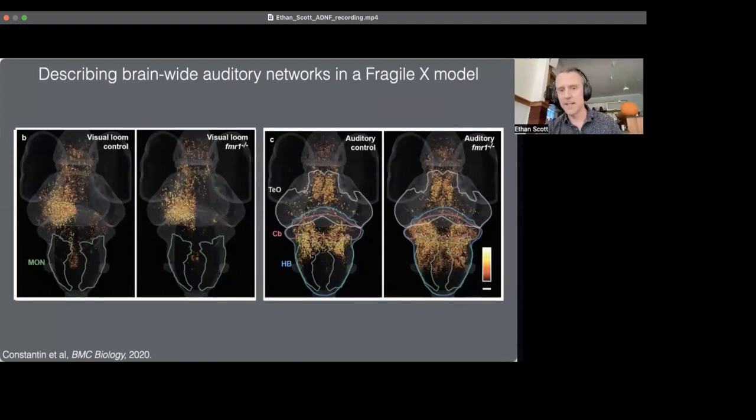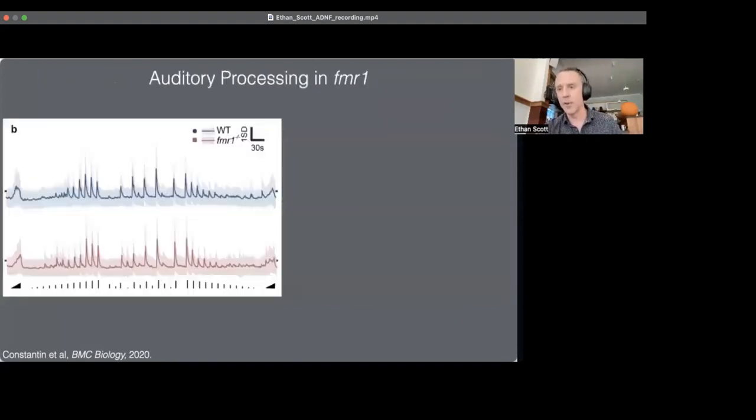Then with a second data set, very much along the lines of what we've already shown for Rebecca, and indeed Rebecca collected these data, we presented a wide range of different auditory stimuli and looked at the responses of the FMR1 animals versus their wild-type counterparts.